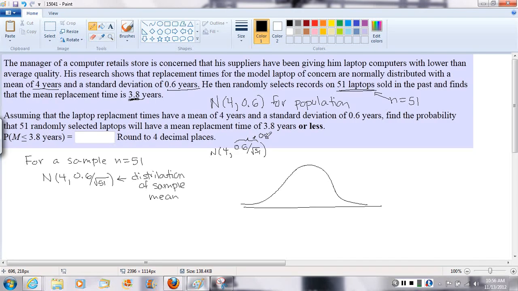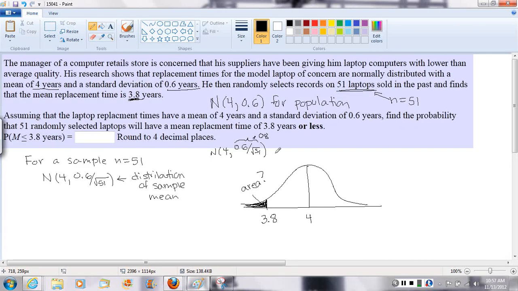Okay, so now we'll draw our picture. Here's our mean at 4. The value we're interested in, 3.8, that's actually more than 2 standard deviations below the mean, right? That's 0.2 below the mean, and the standard deviation is only 0.084. So this number 3.8 is pretty far out here. And we're wondering, what is this probability? What's the probability of getting a sample average that low or lower? So what is this area?